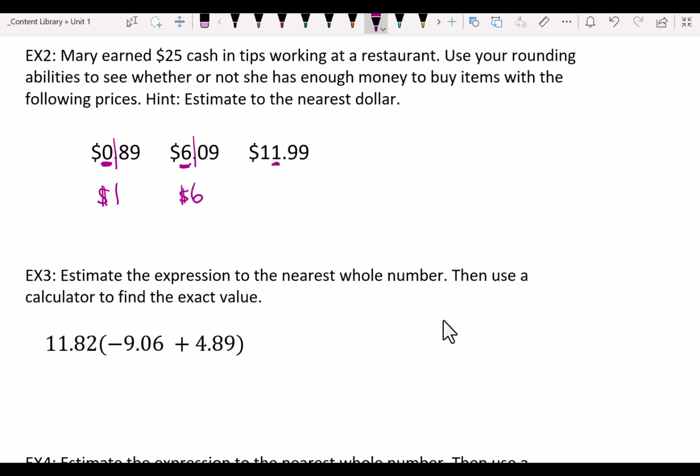And then there's a dollar here. We look to the right, which is a 9. So we bump that up. That's going to be $12. So if we take 1 and add it to 6, that's going to be $7. If we take $7 and add it to 12, we're left with $19. So can Mary buy what she needed to buy? Yes, she can.